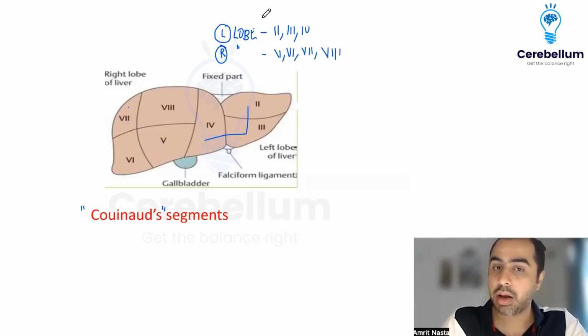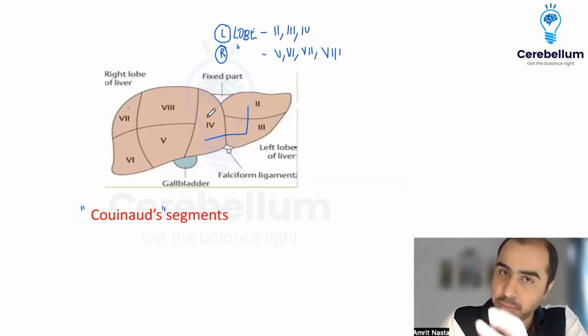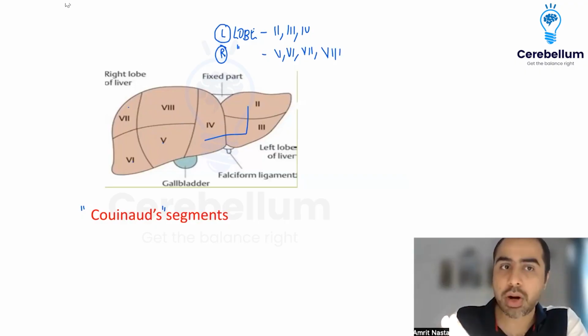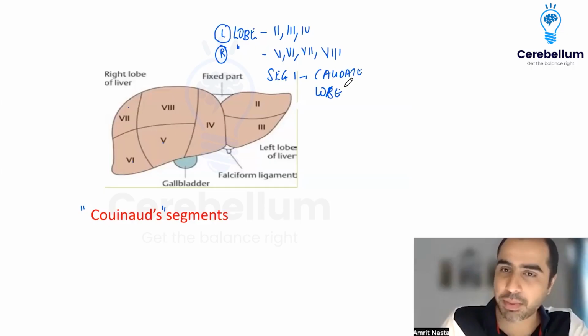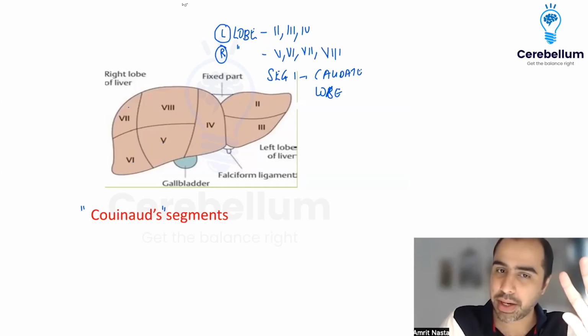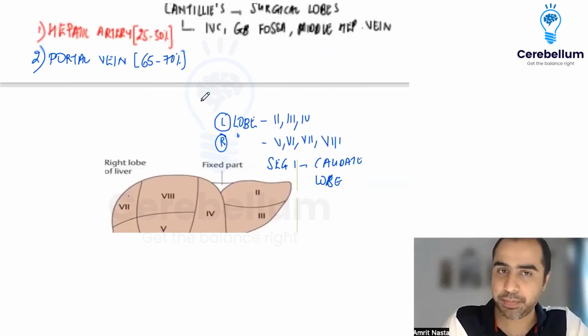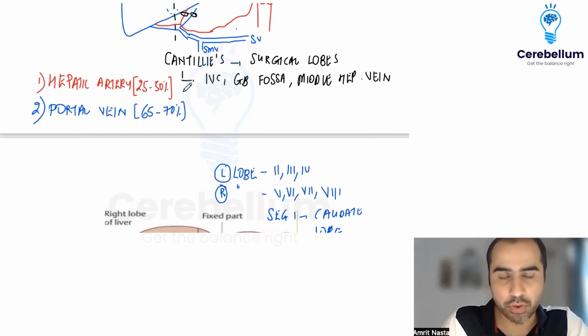Very good. So there is one segment which is separate. It's not counted in left or right. That is called segment 1 or the caudate lobe. It is taken separately because it behaves differently. It has its own blood supply, its own venous drainage. So it is taken separately. Okay, it lies behind the liver, right?